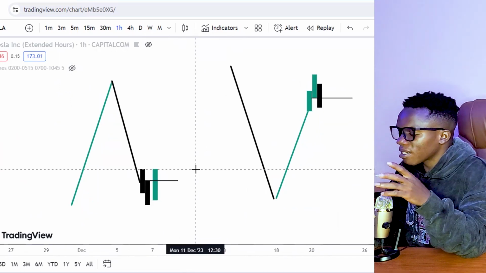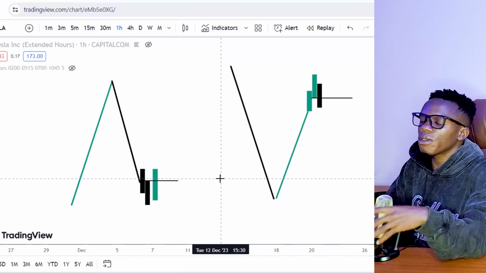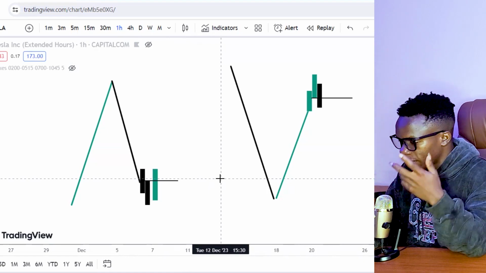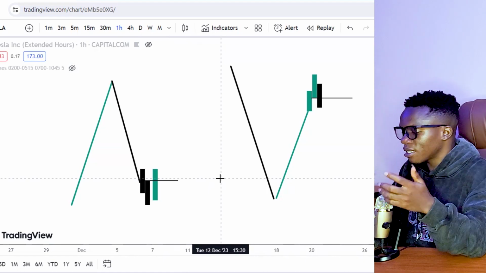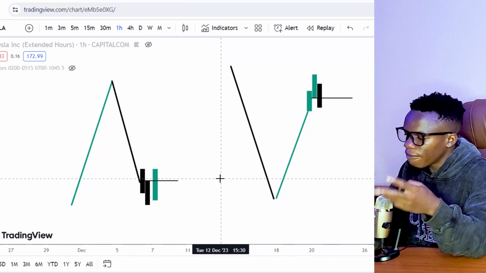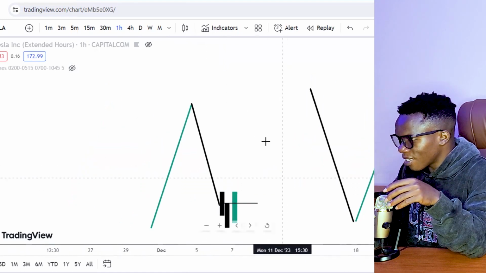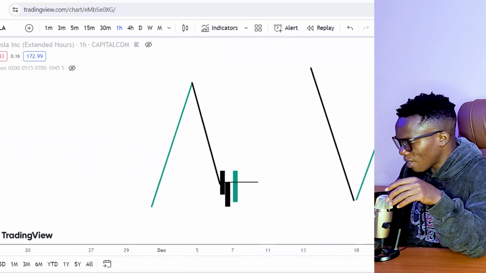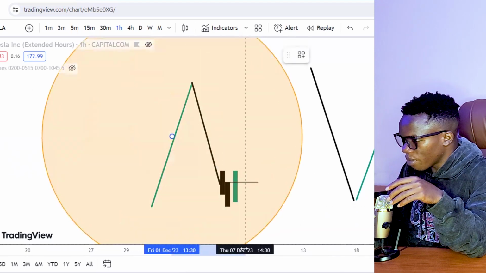Now, to make use of this pattern on your chart, you are either using it for a bullish environment or for a bearish environment. For a bullish environment, obviously, we are looking for a buying opportunity. For a bearish environment, we are looking for a selling opportunity. And now, this is an example of a bullish environment. What you are seeing right here is an example of a bullish environment.